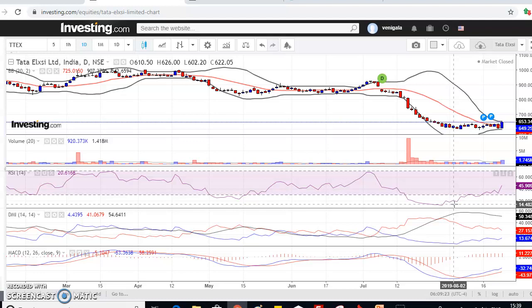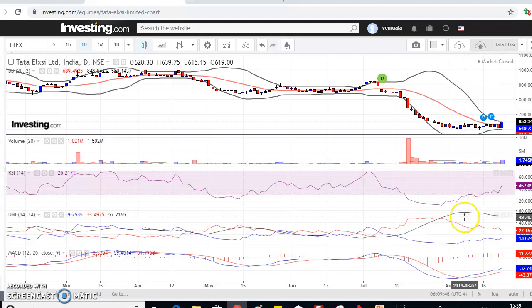The momentum indicator by default is 14 period, and is currently quoting at 46. RSI is positively divergent, and the positive divergence is also spotted on the daily time frame. Positive divergence occurs when the price is making a lower low while the RSI makes a higher low.